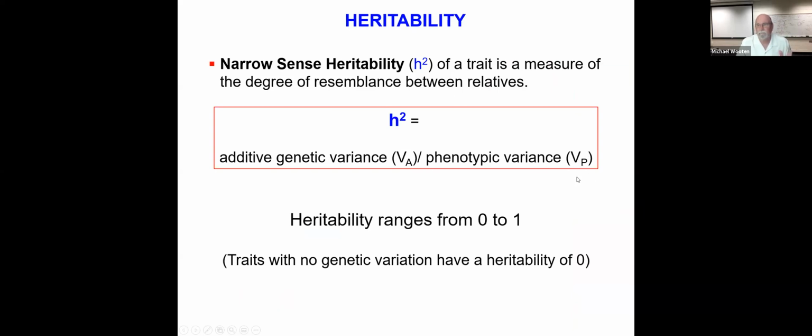Now there are modern ways of playing with that, but the classic way that was proposed by Fisher and has been used for 100 and something years is the variation that's additive divided by the variation that's phenotypic. If this was broad sense, this would be variation that's genetic, all the genetic parts, whether additive or dominant or interactive. This heritability will range from 0 to 1, okay? Traits with no genetic variability that is due to additive will have a heritability of 0.